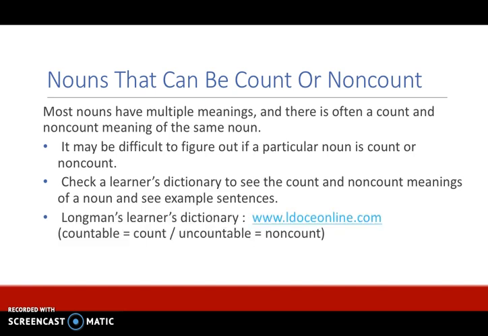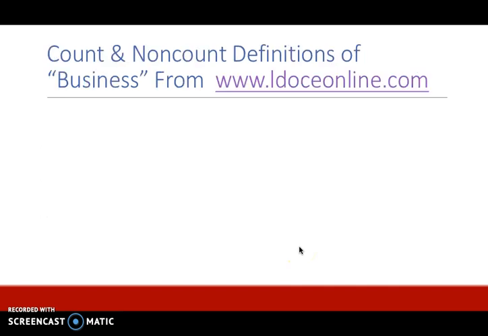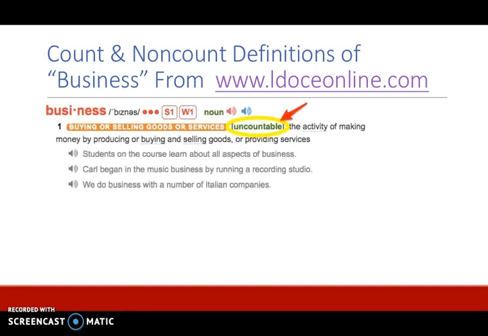And Longman's Learner's Dictionary is one that we're going to look at. It's ldoceonline.com. And this dictionary uses the term countable for count and uncountable for non-count. Here's an example of the count and non-count definitions of business from this online dictionary.